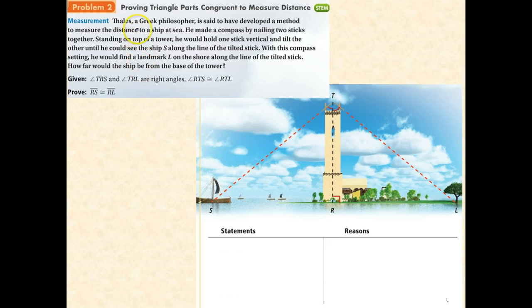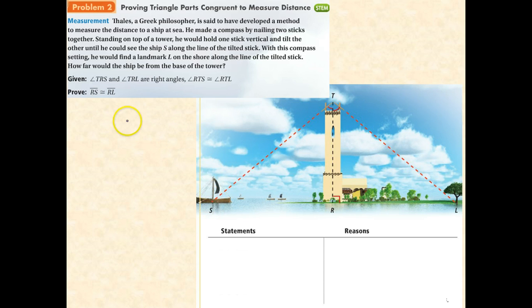Okay, so there's this Greek dude who said he could tell you how far away a ship was that was out in the water by using congruent triangles. Got a little tower up here, measured this angle, and then if you could measure from the tower over to this tree that was at the same angle as this boat, then this distance here would be the same as this distance here, and they could tell you how far away that boat was.